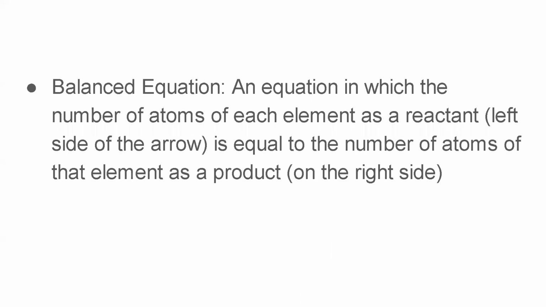So a balanced equation is an equation in which the number of atoms of each element as a reactant is equal to the number of atoms of the element as a product. A reactant is the thing that reacts, on the left side of the arrow. And a product is what you get from the reaction, on the right side of the arrow.